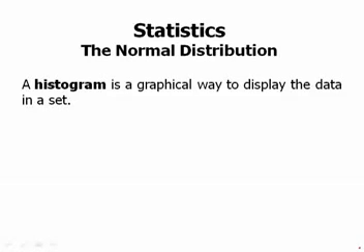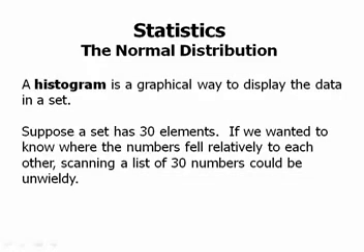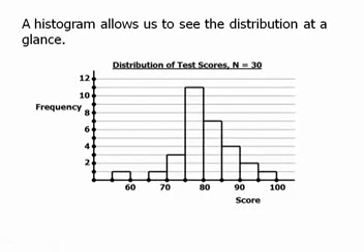Now we can talk about the normal distribution. In order to talk about the normal distribution, first we'll talk about histograms. A histogram is a graphical way to display the data in a set. Suppose a set has 30 elements. If we wanted to know where the numbers fell relative to each other, scanning the list of numbers would take some time. In other words, if we look at a page of numbers, it can be hard to determine, and that's only with 30 numbers. And you can imagine if you had 100 numbers or 1,000 numbers, it would be very hard to scan that list. So instead, a histogram allows us to see the whole distribution at a glance.